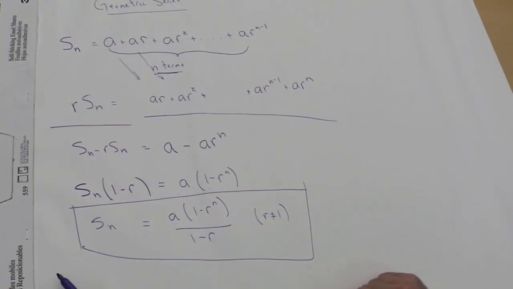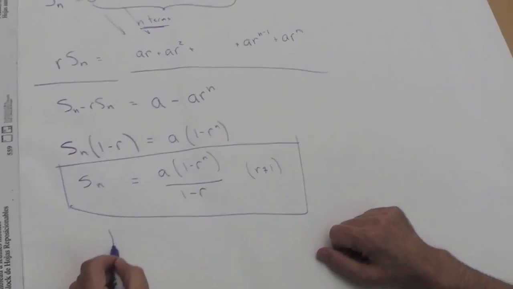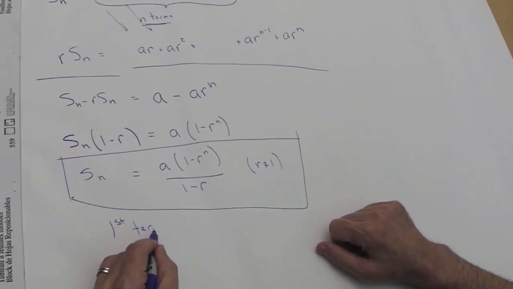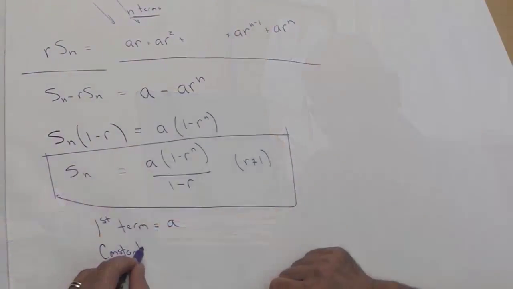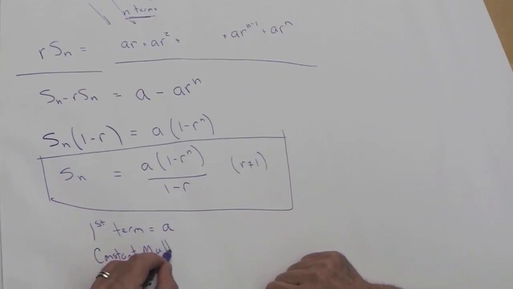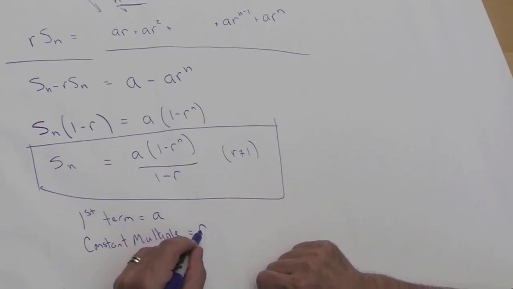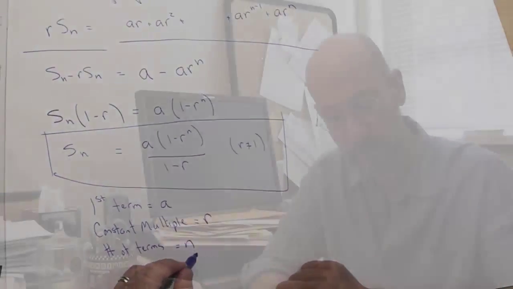And it's worth pointing out that the original geometric series had the first term equal to a, right? That's what a means. It was the first term in the geometric series. And the constant multiple that made it a geometric series was called r, and the letter n stands for the number of terms in the series. So the number of terms equals n. And that's it. That's a formula we can use for any finite geometric series.